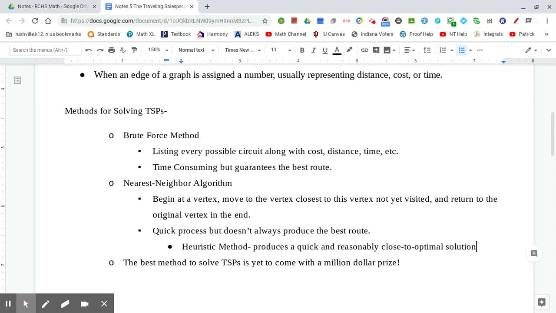All right, so those are going to be our two methods. Okay, the best method is actually still to come. That's why this problem is still being studied. And if you actually come up with a better method, you're probably going to win a Nobel Prize for doing so.